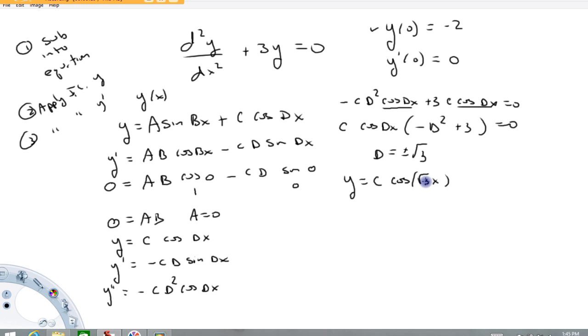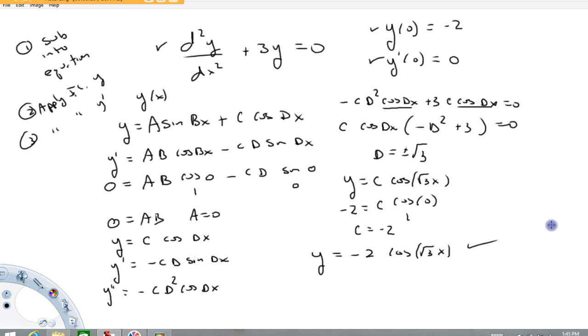All right, very last thing here is to apply this last condition here. So we've applied this condition, we've subbed into the equation. This is the last thing that we need to do. Y of 0 is equal to negative 2. So if x is 0, y has to be negative 2. And the cosine of 0 is 1. So our constant c is negative 2. So putting this together now, our final solution of this thing is y equals minus 2 times the cosine of root 3x.